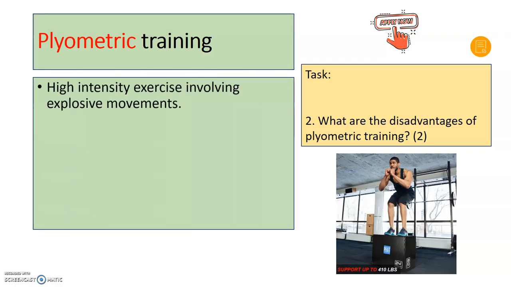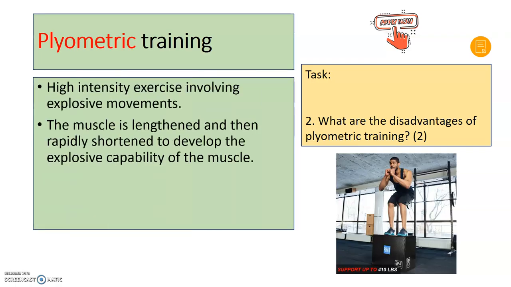Plyometric training. Moving on now, we're looking at high intensity exercise, which involves explosive movement. If you've been to a gym, you've seen that box jump that the guy is doing on the bottom right in the diagram, where we're jumping with two feet onto the top of the box, and then jumping down again. And we're looking at different muscle contractions here, eccentric and concentric, and them working together.